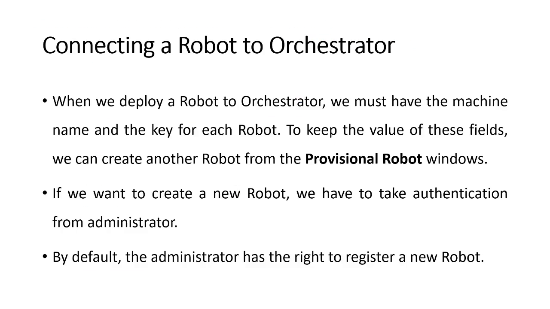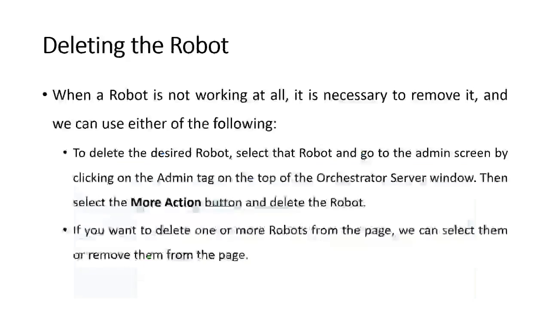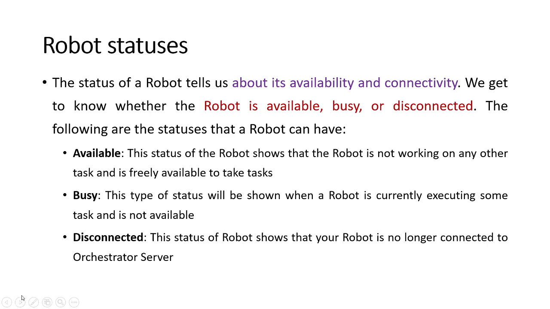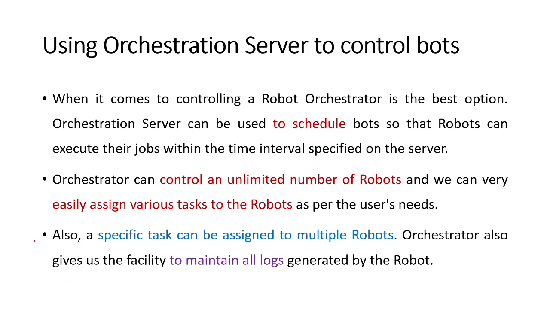First I will start with how we can use Orchestrator server to control the robots, right? So according to the author, when it comes to controlling a robot, Orchestrator is the best option, it seems. Obviously true, right? We already have learned that basically Orchestrator is a server, where in this server we will deploy or place the robots, and this Orchestrator will provide the services to the robots placed in the server. So that's why it is the best option. The server Orchestrator is the best option in order to control the robot, it seems.